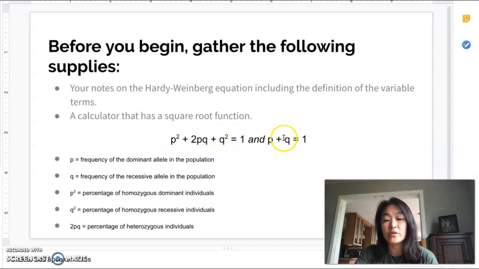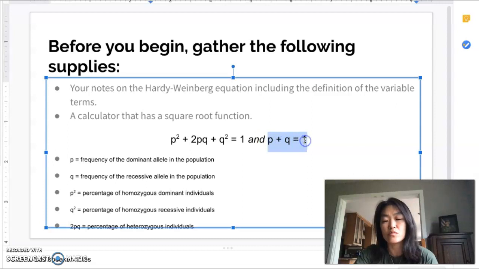The part that you will need to use is the value that p plus q equals 1. That will be a helpful one. So you'll use that in your solving, but you will probably not ever use p squared plus 2pq plus q squared equals 1 in order to solve anything. Okay, so make sure you have your notes out and you have your definitions of each of your variables when we do this.